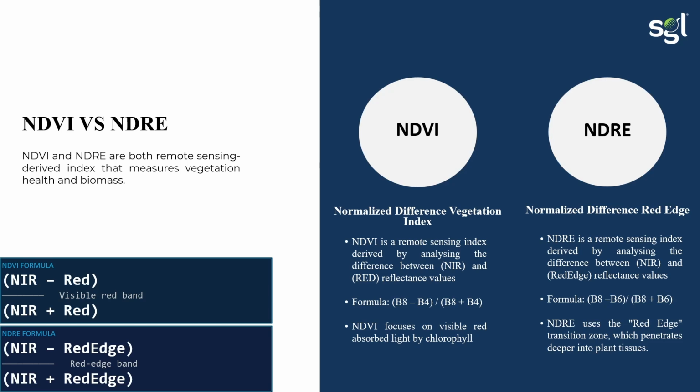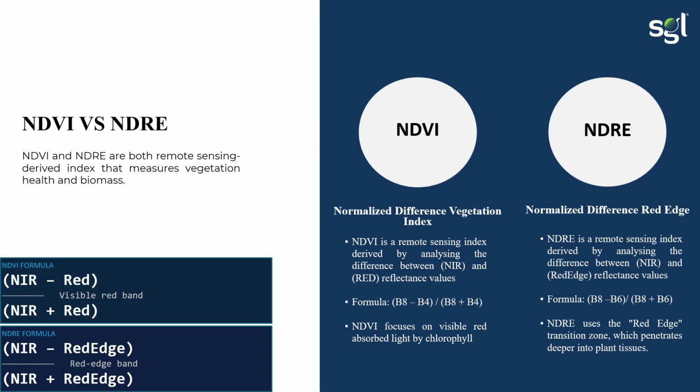So for the formulas, for NDVI, the formula is band 8, which is the near infrared band, minus band 4, which is the red band, divided by band 8 plus band 4. Then for the NDRE, it's still the same formula, but the only difference is instead of band 4, you're using band 6 in your NDRE formula. So you understand that instead of band 4, you use band 6 for NDRE.